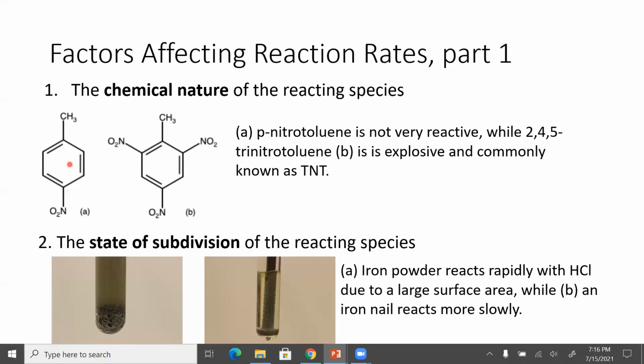If you increase the surface area of the reactants, you're going to increase the reaction rate. So if we have iron powder here being added to hydrochloric acid, and then we have an iron nail here, the rate here is going to be much greater than here because there's a greater surface area. Increase the surface area, you increase the contact of the reactants, which increases the rate of the reaction.